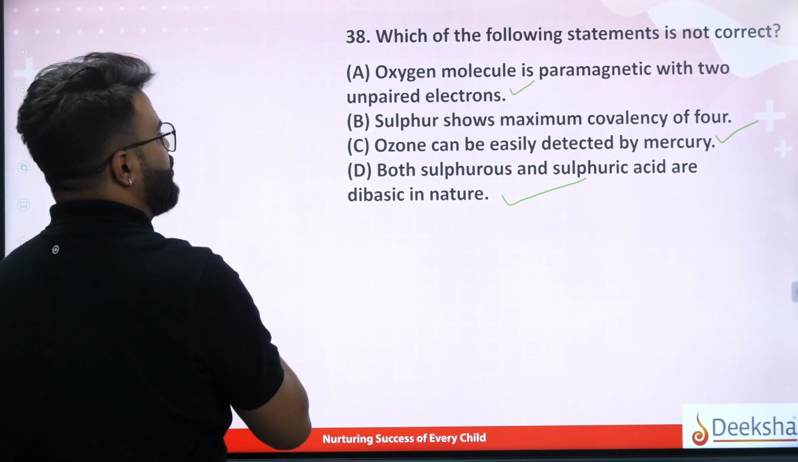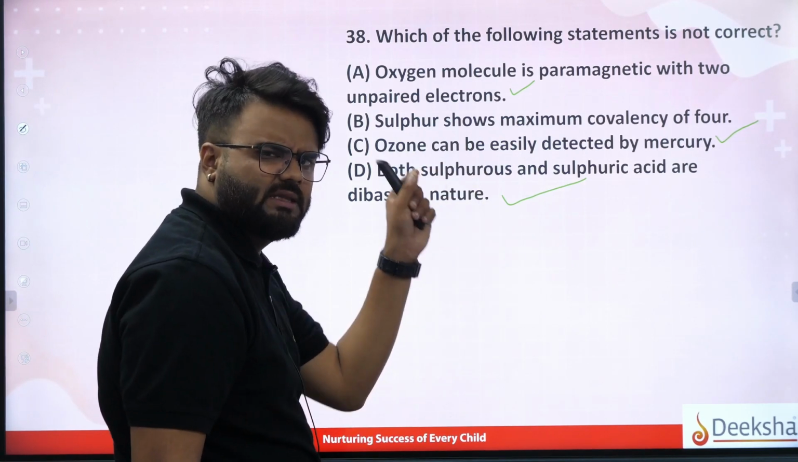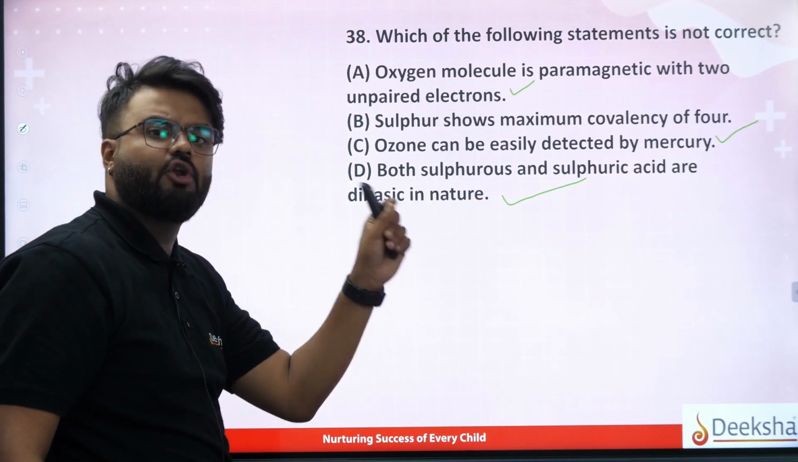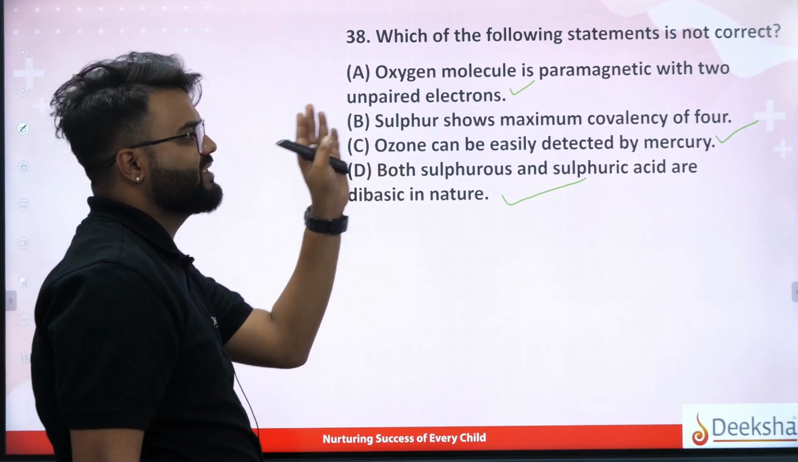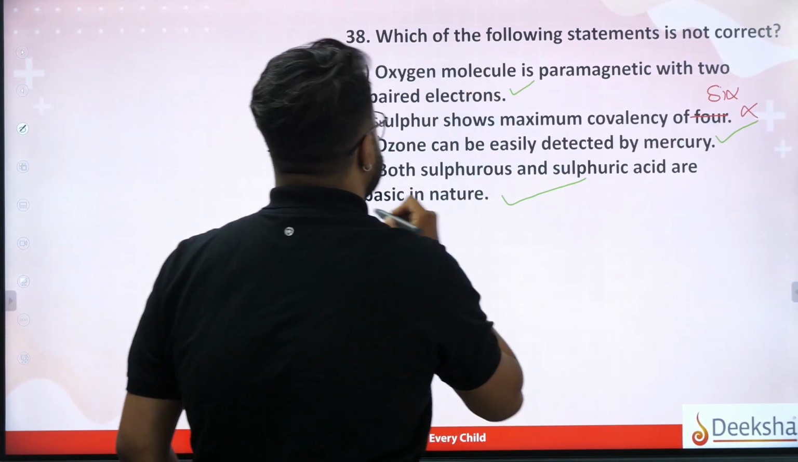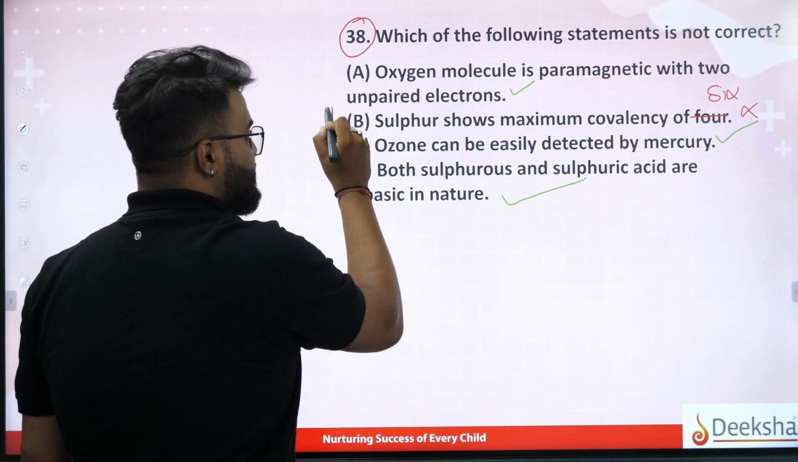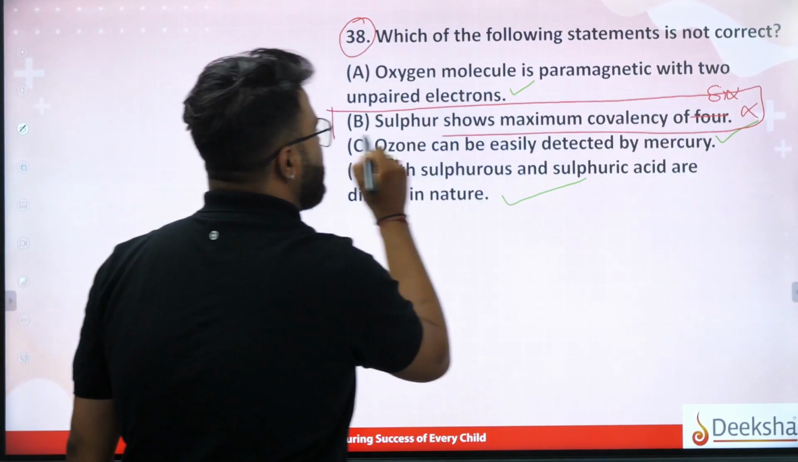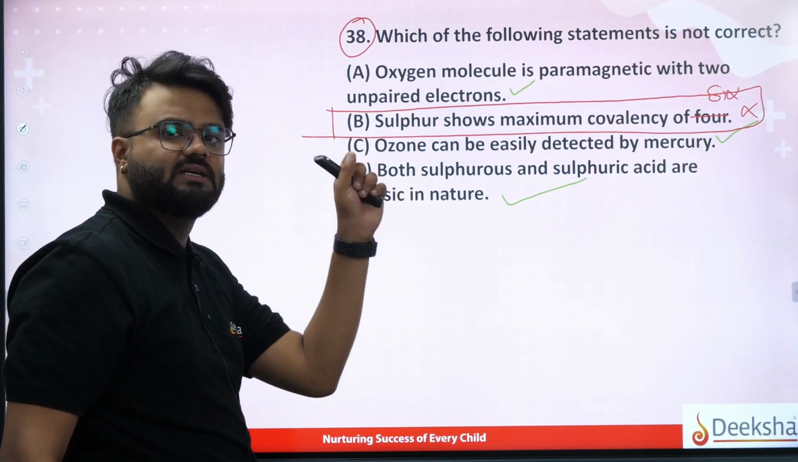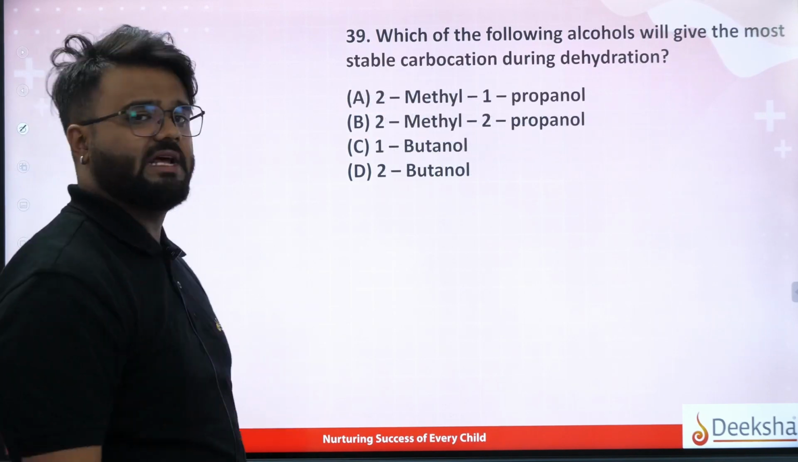Then coming back to sulfur shows maximum covalency of 4. Does the sulfur show maximum covalency of 4? No. Sulfur shows the maximum covalency of 6. Then this is the incorrect statement. So for question number 38, option B will be your correct answer, which is the incorrect statement. Understood? Similarly, let's go to question number 39.